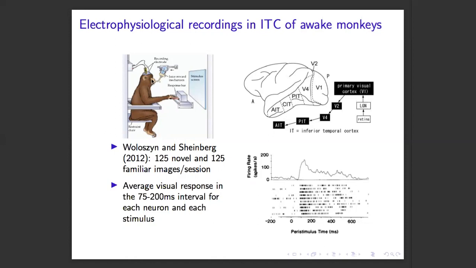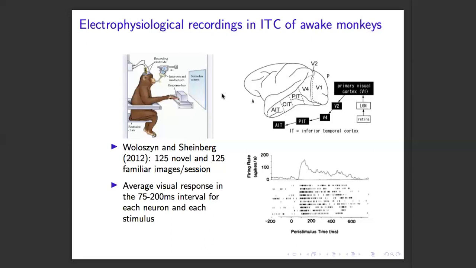So this is a classic experiment in awake behaving monkeys. Monkeys are sitting on a chair in front of a computer screen, and in that particular experiment, they presented lots of different images to the monkey. During a particular session, each day they would present a large number of novel images, 125 that the monkey had never seen before, and then also a large number of familiar images that the monkey had seen many, many times, hundreds or even thousands of times before that particular session.